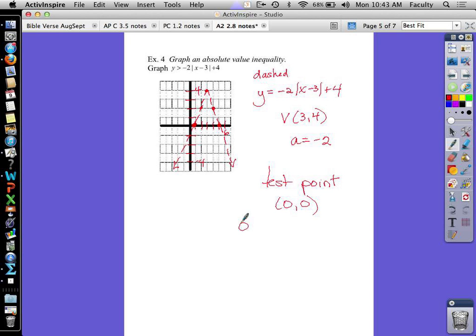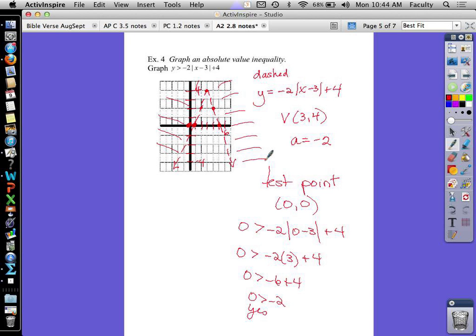So let's try it. I get 0 is greater than negative 2, absolute value, 0 minus 3 plus 4. Well, 0 minus 3 is negative 3, but the absolute value of negative 3 is 3. Is 0 greater than negative 2? Yes. Now, here's 0, 0. So it's on the outside, so we're shading on the outside of the V. Okay, really simple. Very, very simple.